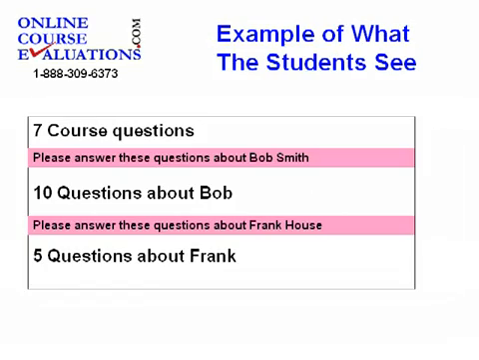So when a student logs in, they will see that they are taking one course. When they click on it, they will see 7 course-related questions, a pink bar with Bob's name on it, 10 questions of Bob, a pink bar with Frank's name on it, and 5 questions for Frank.